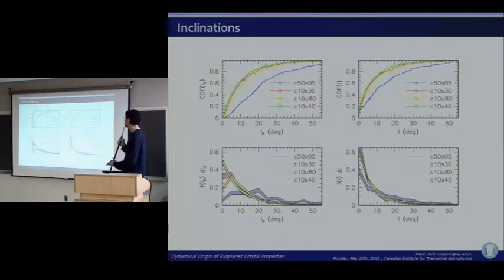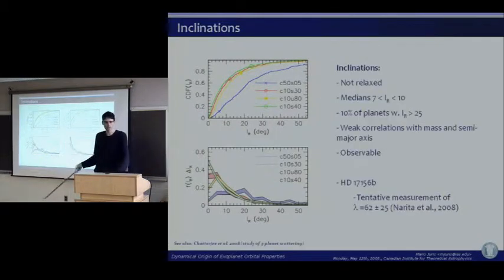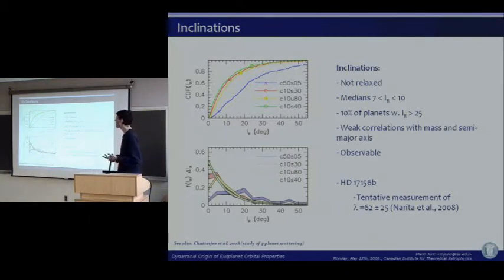So if I do that, what I'm showing here are cumulative and differential distributions for inclination as defined with respect to the variable plane and inclination defined with respect to the initial conditions. And what you're seeing is that this dynamical relaxation causes a substantial fraction of planets to attain relatively high inclinations. Now remember, in the solar system, all giants have inclinations on the order of 2 degrees or so.